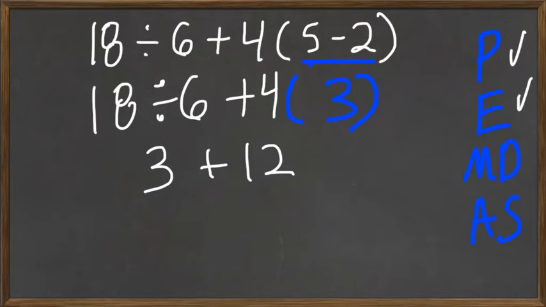If you have the same thing, like multiplication and division on the same order, we do it from left to right. So we get 3 plus 12. That's going to be our last part there, our addition or subtraction. Here we have addition. And we get 3 plus 12. We get 15.